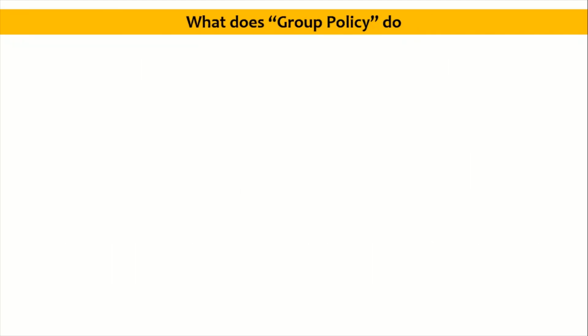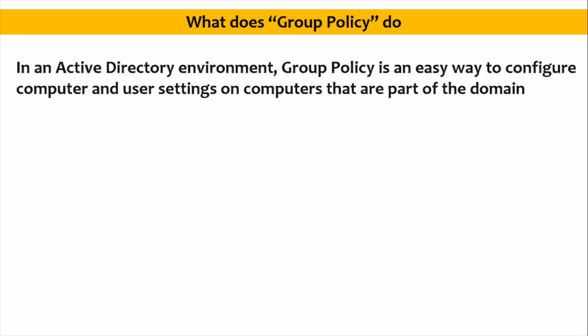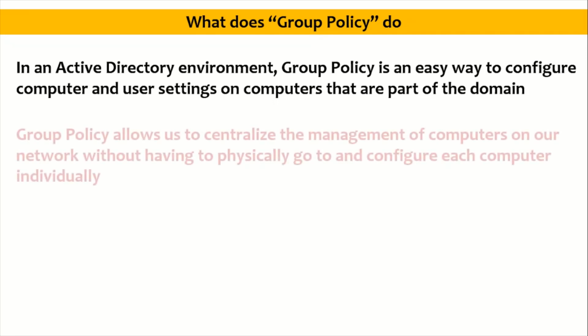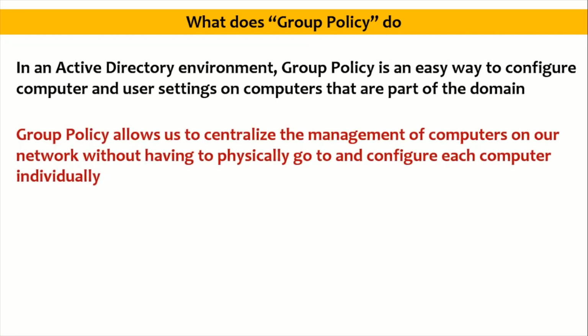So what does group policy do? In an Active Directory environment, group policy is an easy way to configure computers and user settings on computers that are part of the domain. Group policies allow us to centralize the management of computers on our network without having to physically go to the computer and manage things there.